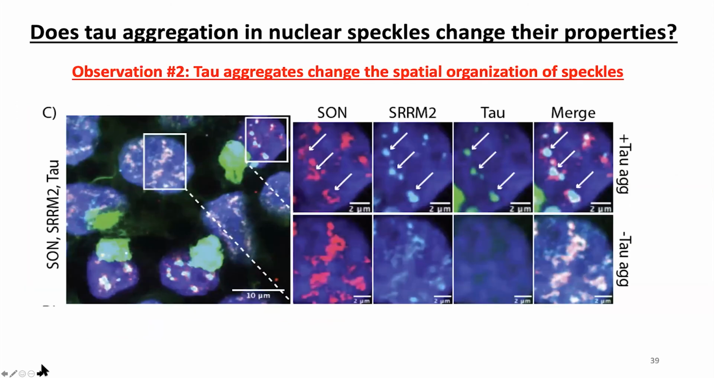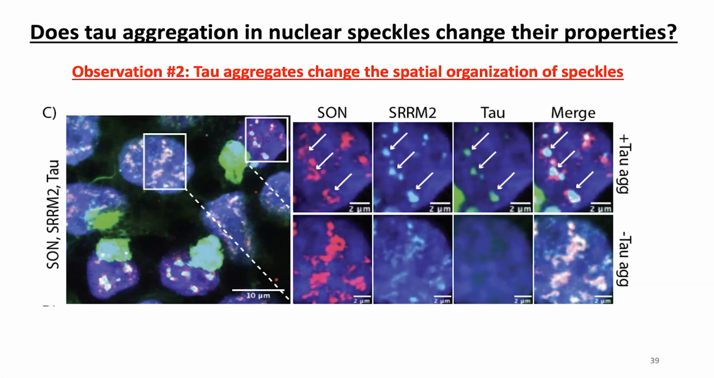The other thing that happens is that the organization changes within the nucleus. So typically in the nucleus, this is a normal cell, and we're staining for two different proteins which are found in these nuclear speckles. And you can see that they largely overlap to form this structure called a nuclear speckle. But in a cell shown here, which has tau aggregates in the speckles, you can see tau overlaps with this protein SRM2, but it pushes the red protein, which is a protein called SON, it doesn't really matter what it is for this, out to the edges of this assembly. So it's changed the organization of these structures.